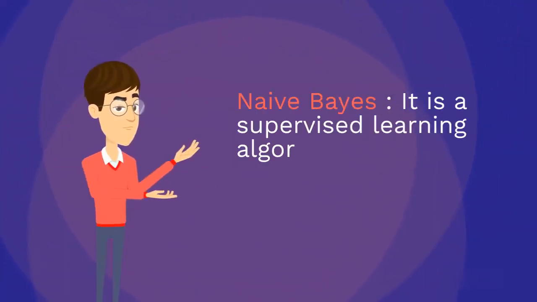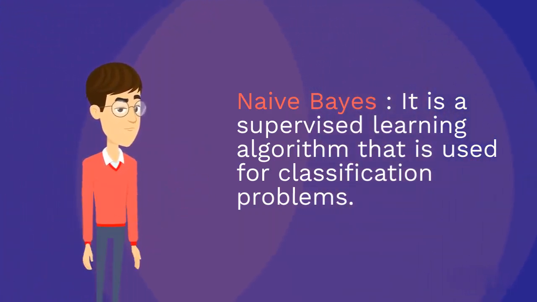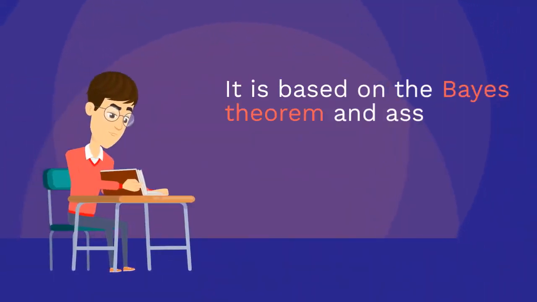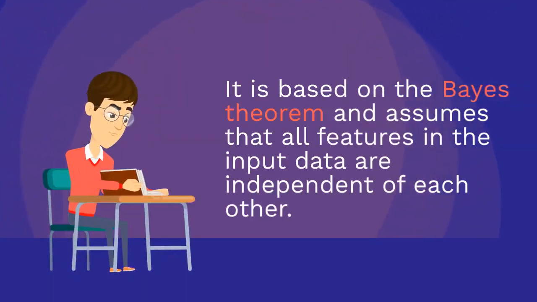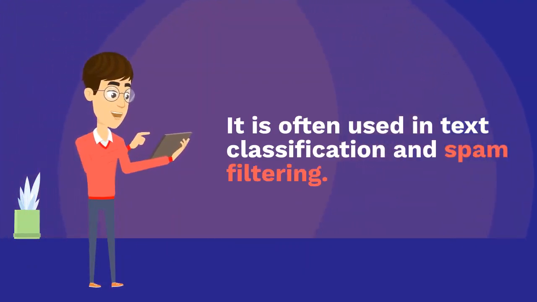Naive Bayes. It is a supervised learning algorithm that is used for classification problems. It is based on the Bayes theorem and assumes that all features in the input data are independent of each other. It is often used in text classification and spam filtering.